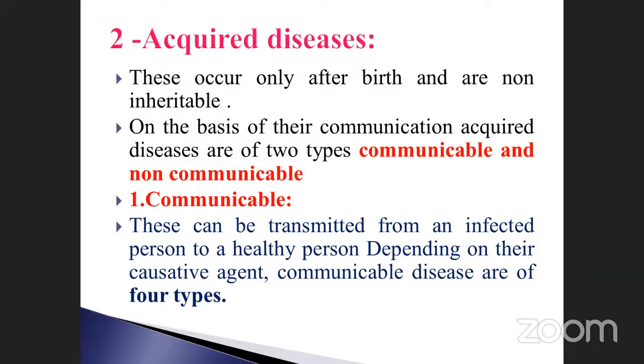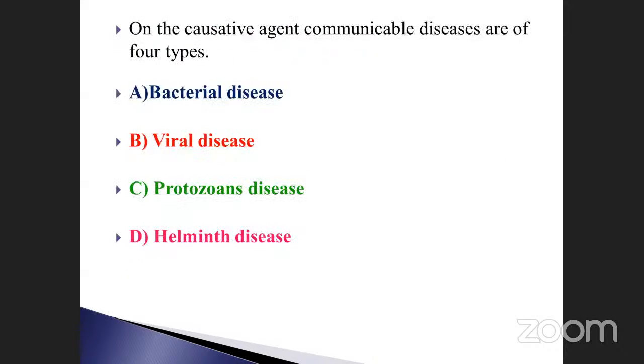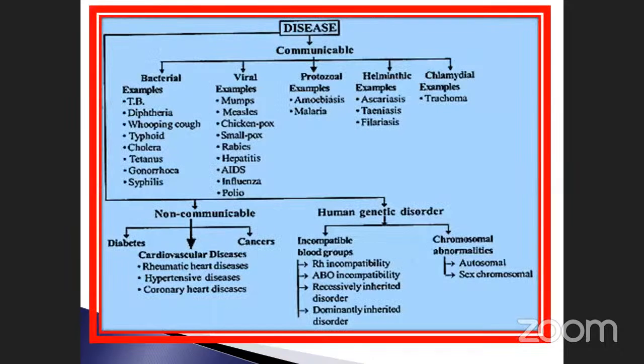On the basis of communication, acute diseases are of two types: communicable and non-communicable. Communicable disease we also already discussed. It is transferred or transmitted from an infected person to healthy persons, depending on their causative agent. Communicable diseases are of four types, which we also already discussed: bacterial disease, viral disease, protozoan disease, and helminth disease. What are the bacterial diseases we already discussed? TB, diphtheria, whooping cough, typhoid, cholera, tetanus, gonorrhea and syphilis.